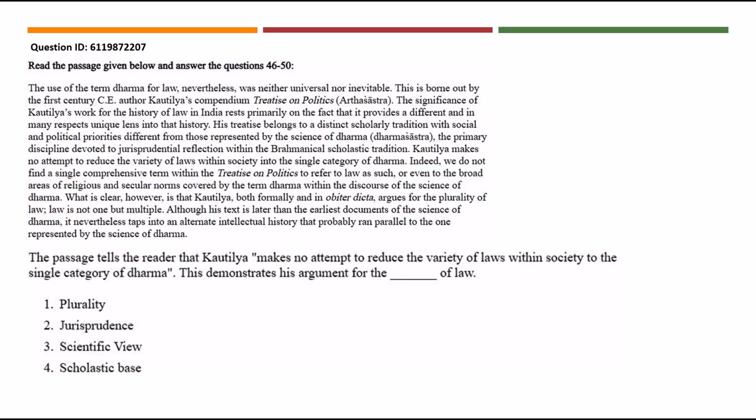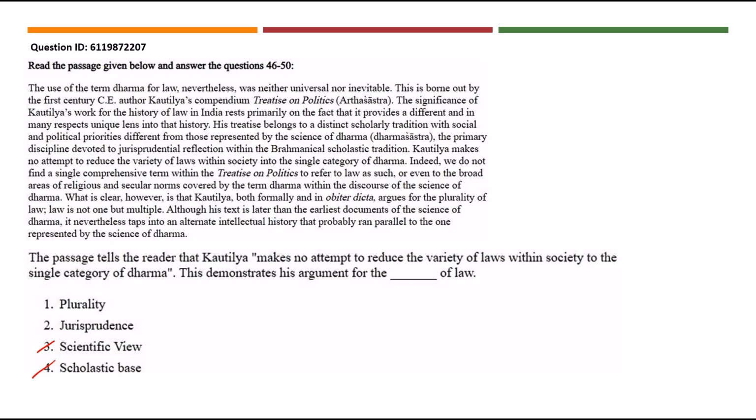Next question. The passage tells the reader that Kautilya makes no attempt to reduce the variety of laws within society to the single category of Dharma. This demonstrates his argument for which of the options of law? Plurality of law, jurisprudence of law, scientific view of law, scholastic base of law. As far as I read this paragraph, I didn't find these 2 terms. So I will rule out 3 and 4.